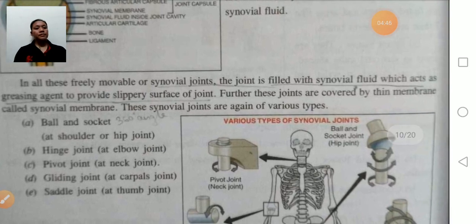The joint is filled with synovial fluid. Therefore, it acts as a lubricating agent and provides a slippery surface to the joint, just like when we put oil, it gives a slippery surface. The synovial fluid between the joint acts as a lubricating agent, and it provides smooth movement to the surface of the joint.